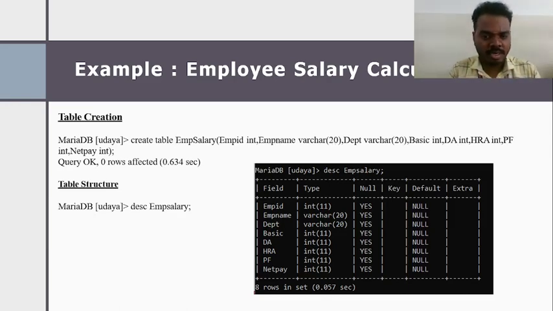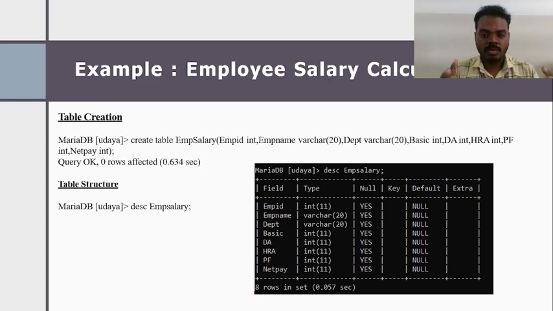Okay, the table is created. If you want to know the table structure, you need to use the command DESC space EMP salary. DESC is nothing but a description of a particular table. I am going to describe the structure of my EMP salary table. It will show what fields are available, what the type is, whether any constraints are applied to the table, and whether there is a default value or null value.